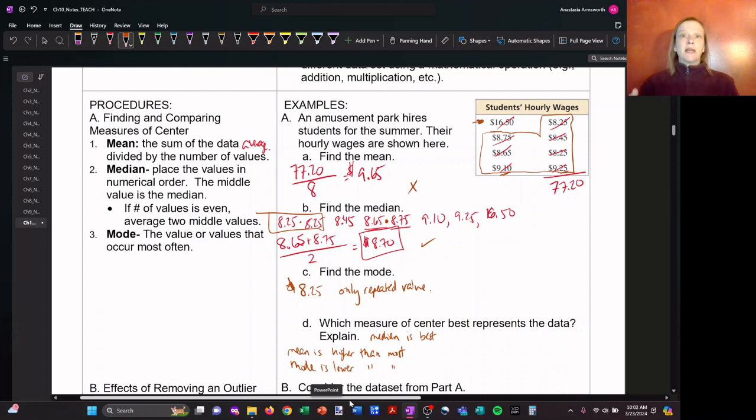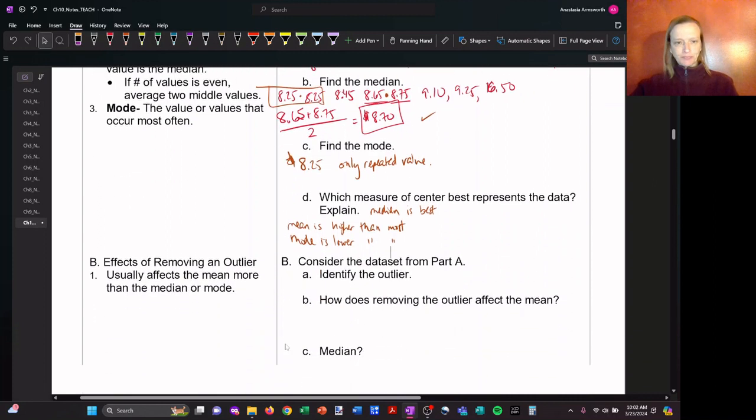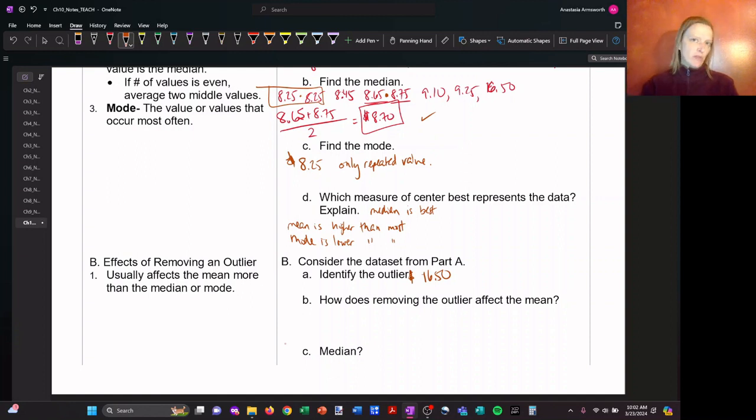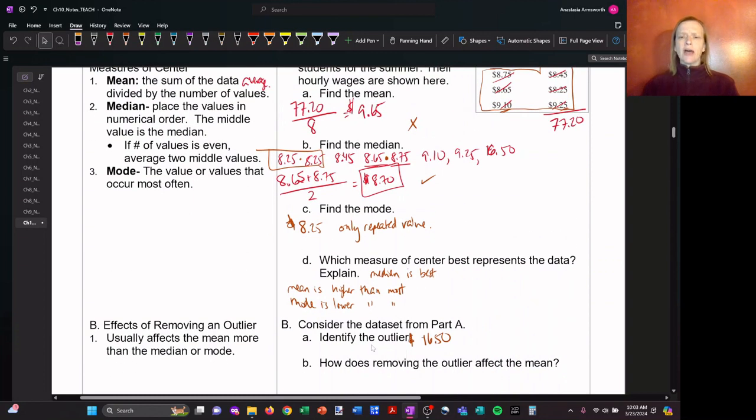There's a word to represent an unusually high or an unusually low value, and we call that an outlier. And so that $16.50 from this data set is the outlying value. It's unusually high. And the next question is asking us, well, what happens if we remove that outlier? What happens if we take it out of the data set? What happens to my average? And what happens to my median? So kind of what happens to these measures of center? So let's look at that.